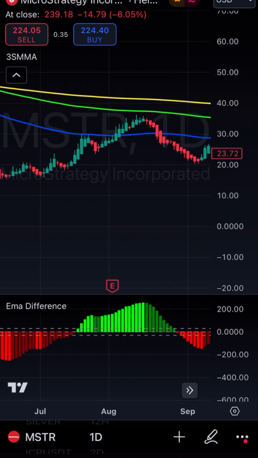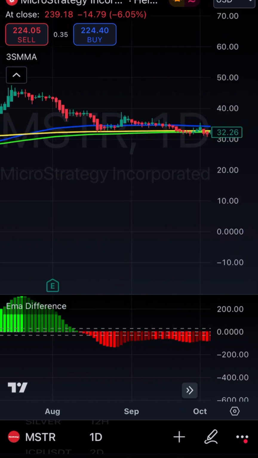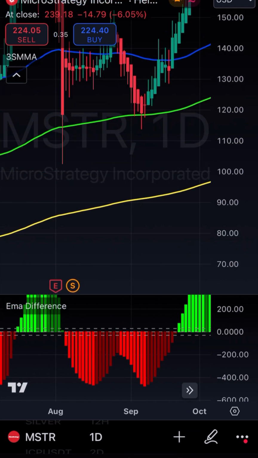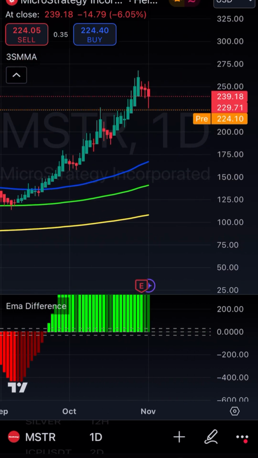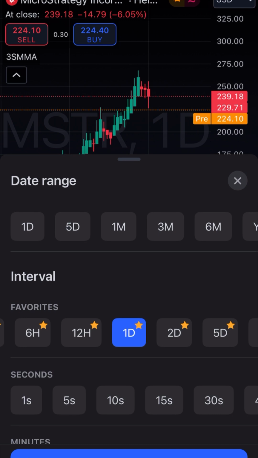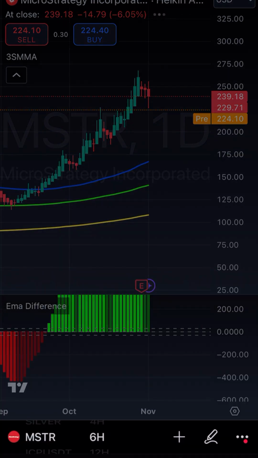So that's just what you would do for when things are bearish, which is not going to happen anytime soon because right now we are bullish. So real quickly right now, let's look at smaller time frames. Let's look at a 6 hour.